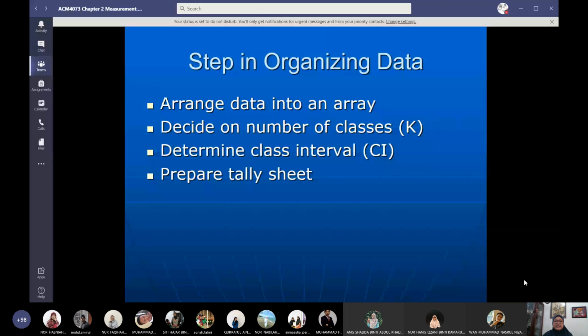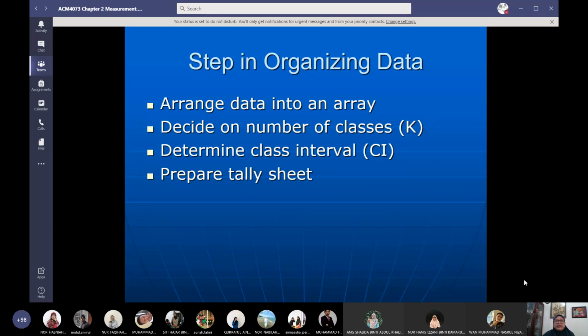So how do you organize the data into an array? You decide on the number of classes. Which type of data needs this organization? The answer is interval type of data. Nominal does not need classes: male and female, there is no class in between, or no classes for them.